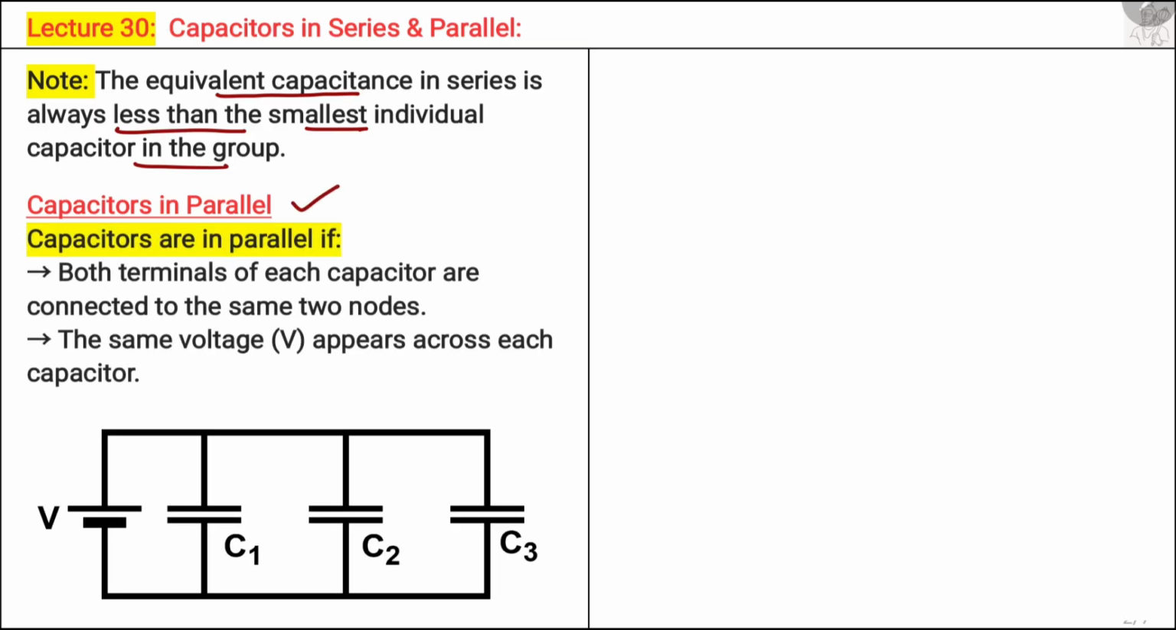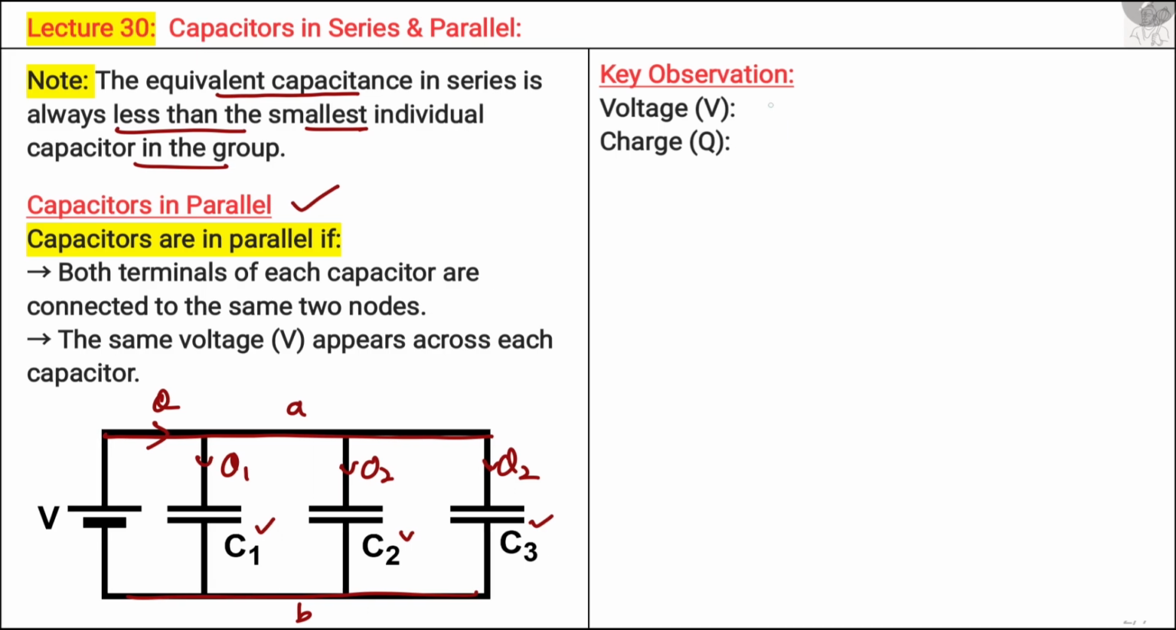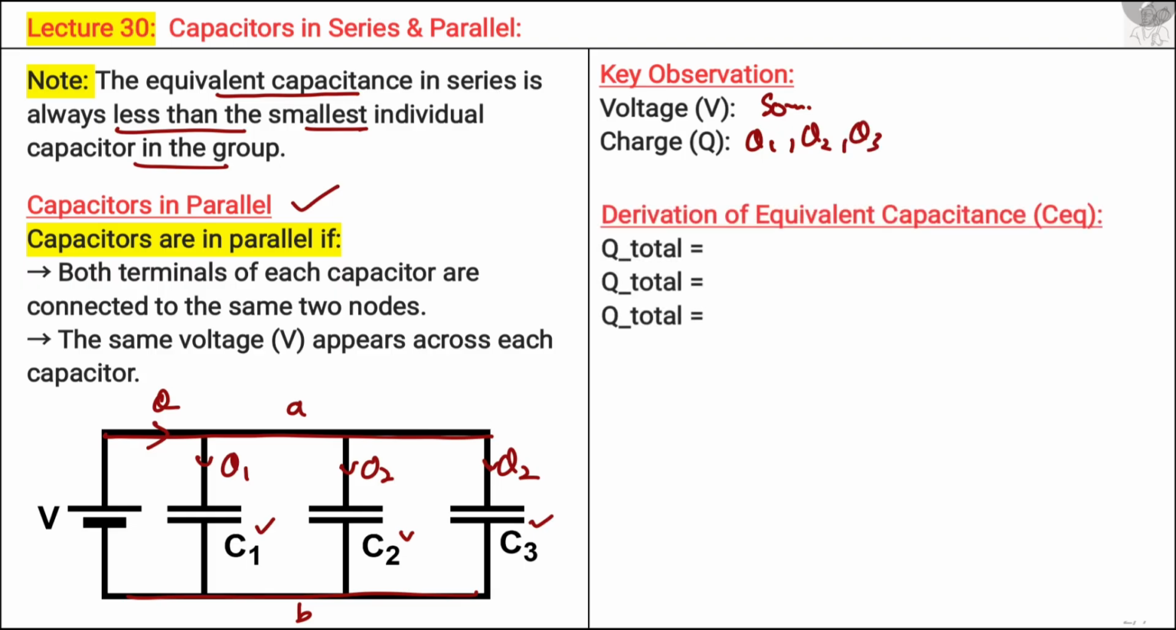The capacitors are said to be in parallel if they are connected across the same two nodes. For example, in this case, there are only two nodes, suppose A and B, and all the capacitors are connected between the two nodes. So we can see that the voltage across each capacitor is the same, but the charge is distributed among each capacitor. The key observations are that the voltage is the same, but the net charge will be Q1, Q2 and Q3. So let's derive the equivalent capacitance.